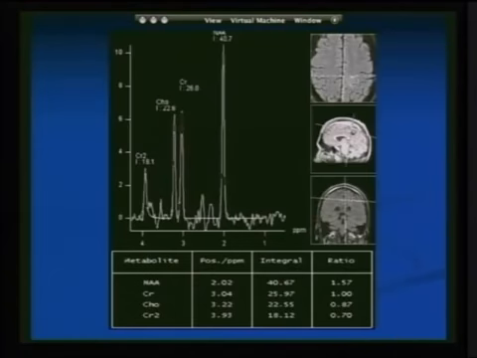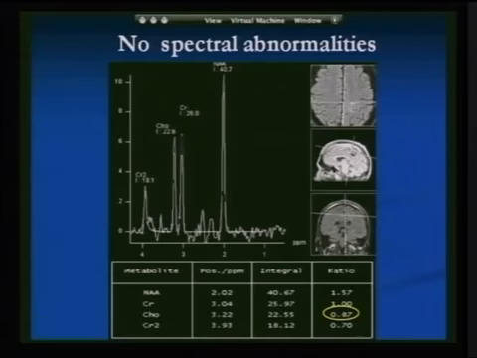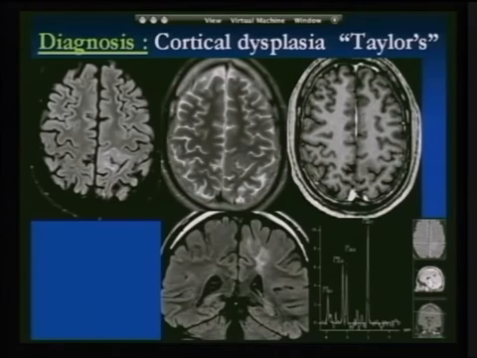By spectroscopy, we discover that the spectrum is totally normal. It is non-neoplastic. In fact, this was a case of cortical dysplasia, tail of cortical dysplasia, where the cortex is thickened, and this is the characteristic hyperintense tail going toward the ventricle. And the patient was saved from biopsy.